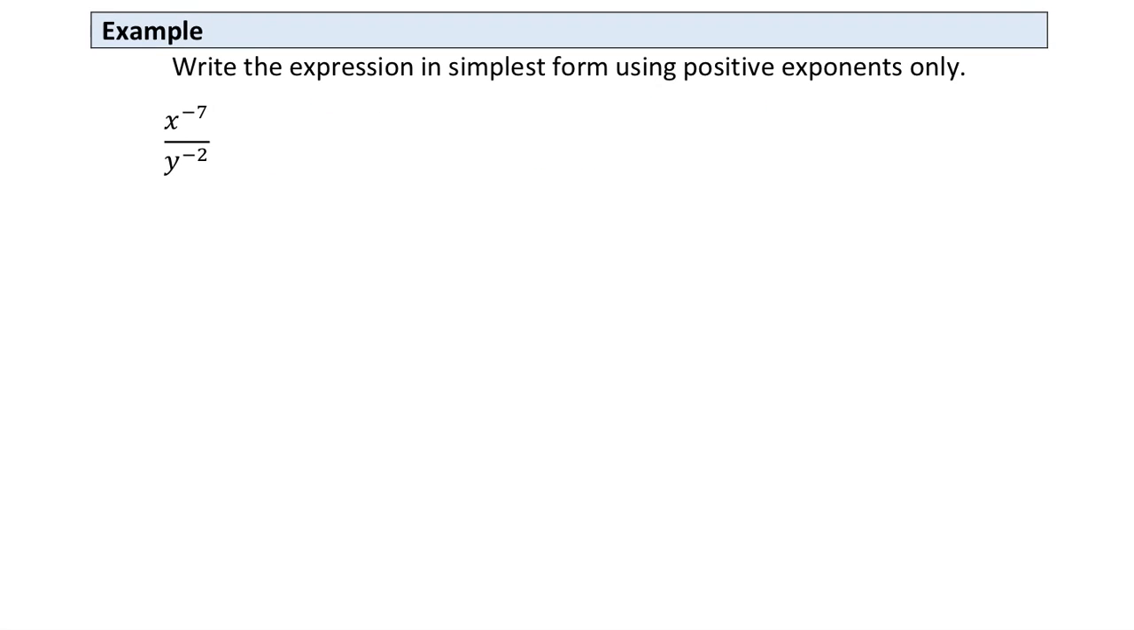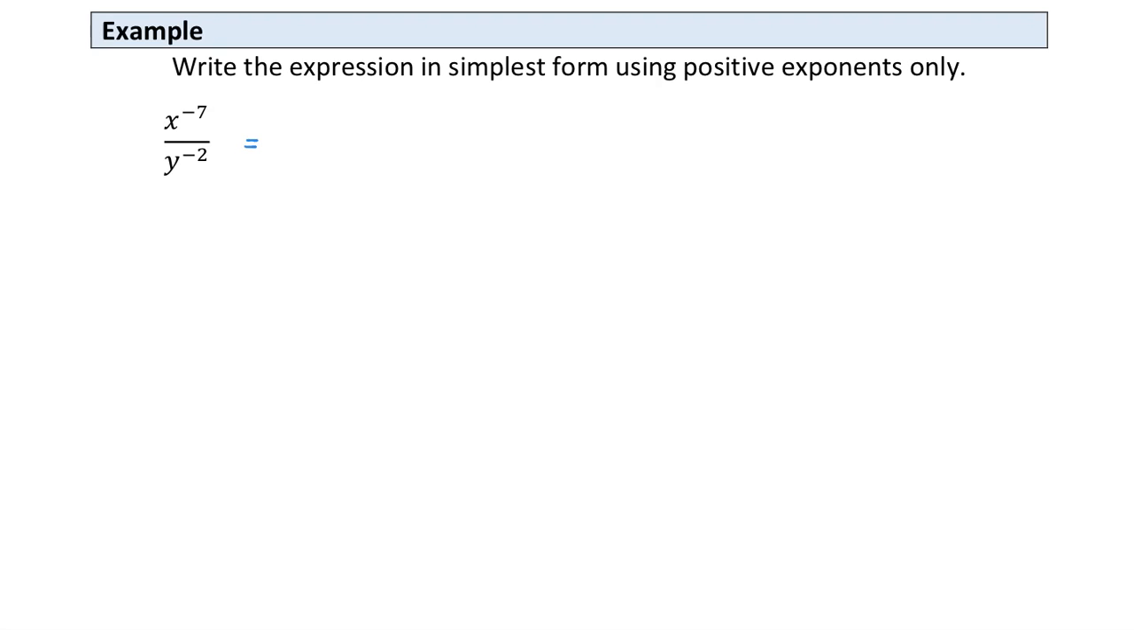In the next example, we will simplify the expression x to the power of negative 7 over y to negative 2. So we have a fraction, but in the numerator the base is x, and in the denominator the base is y. This means that we cannot combine those exponents together. Instead, we will work on making those exponents positive.